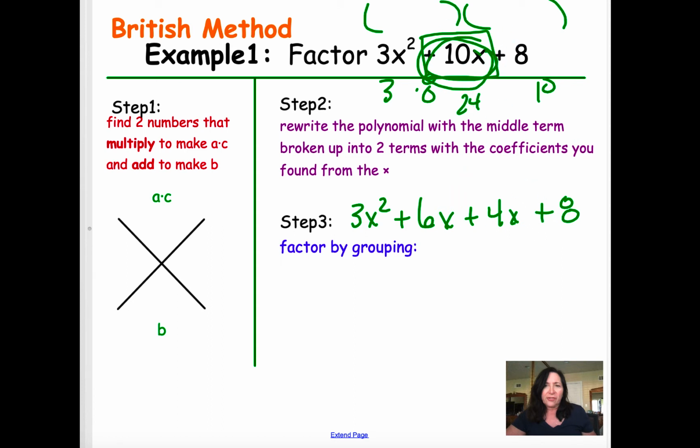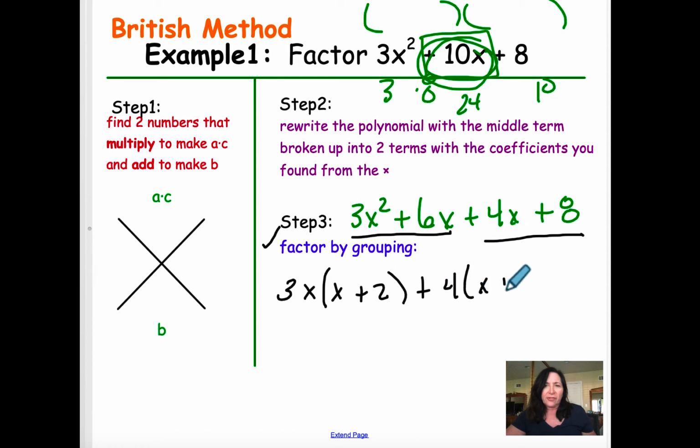And then what you're going to do here is factor by grouping. So you're going to group the first two terms, and then you're going to group the last two terms. And realistically, it doesn't matter if you flip those around. You're going to get the same answer. We're going to factor out here a 3 and an x, and I have left an x plus 2. On the right side, I'm going to factor out a 4, and I have left x plus 2.